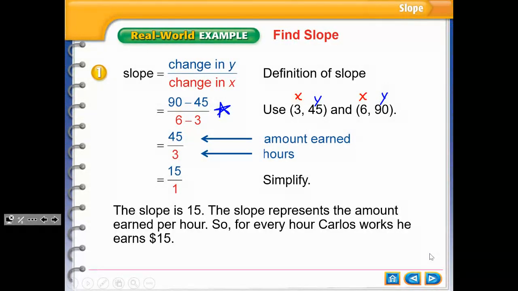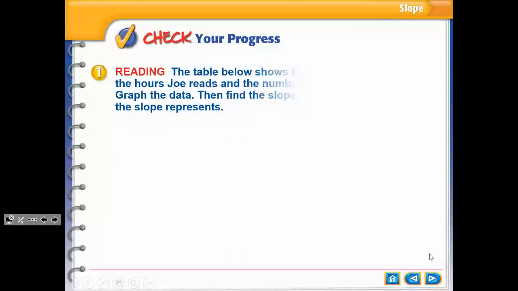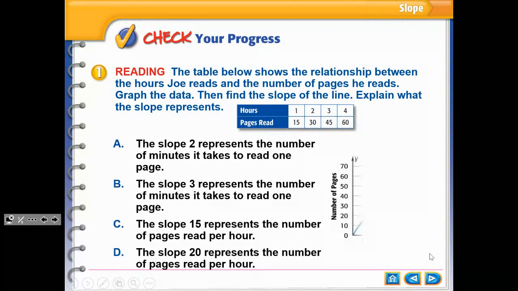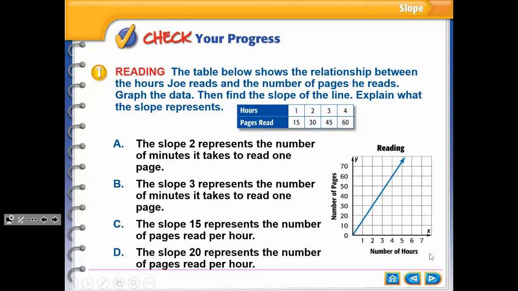And what does it mean? Well, of course, we're talking about dollars compared to hours. So this means that for every hour Carlos works, he earns $15. Yes, you could rewrite that or say that as $15 per hour. All right, tell you what, I'll give you the graph here. Pause, come on back when you're ready to find the slope of the line and explain what it means.